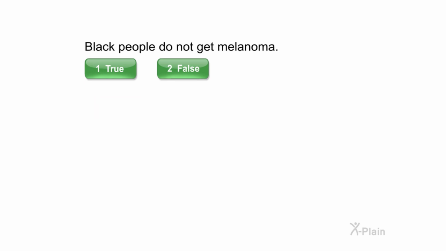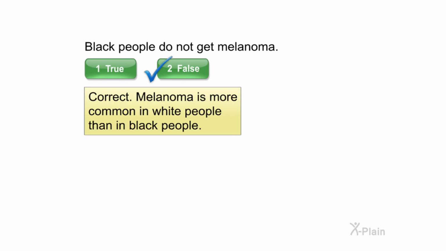Melanoma can happen on any part of the body's skin. Select true or false. Correct. Black people do not get melanoma. Select true or false. Correct. Melanoma is more common in white people than in black people.